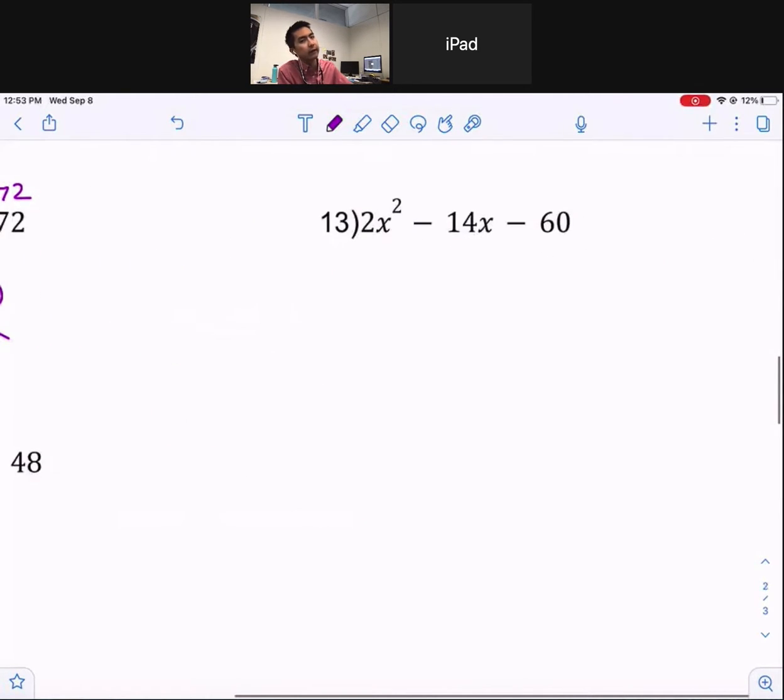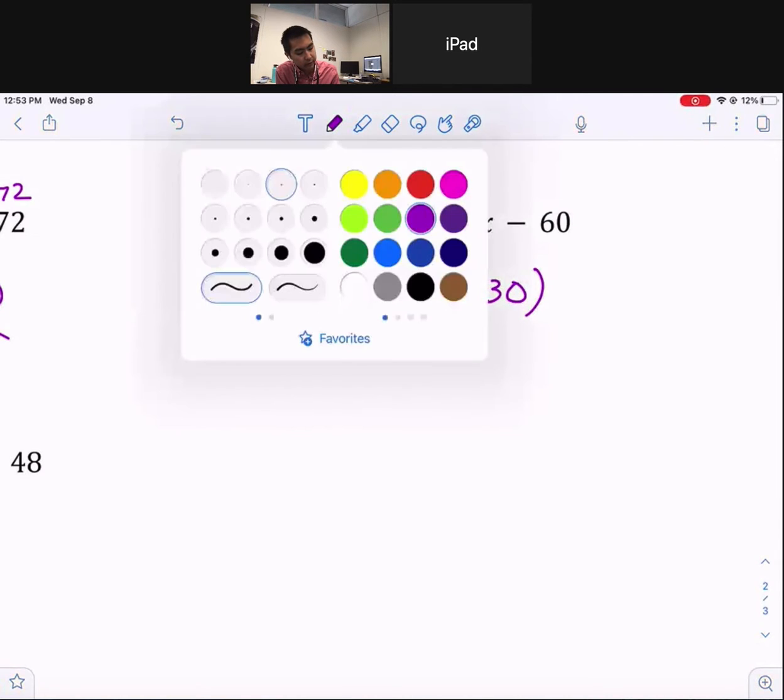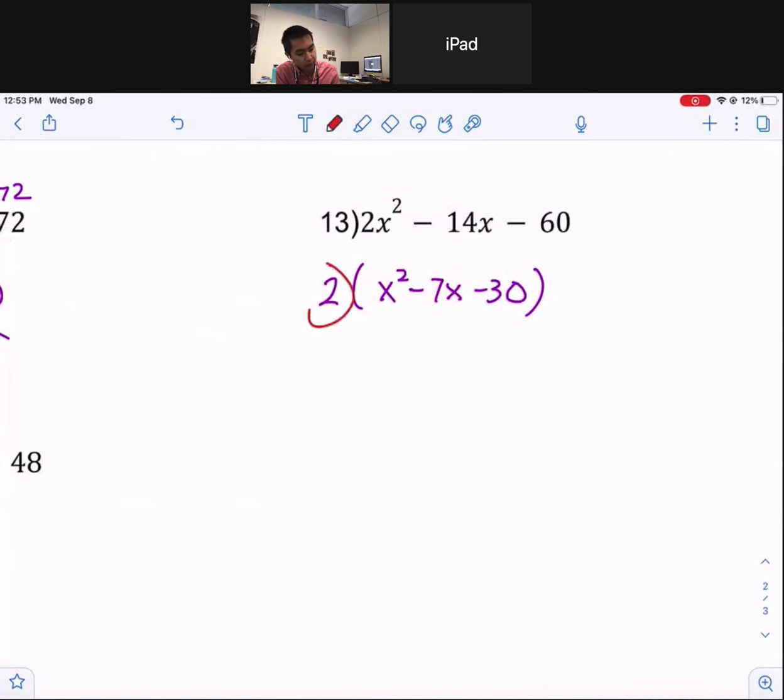Let's look at 13. You should always ask yourself this question. Can you factor out something from each term? Yes. You can factor out a 2. X to the second minus 7x minus 30. Now let's write down your A value. Your A value is not 2 anymore. Your A value is right there, which is A is equal to 1. B is equal to negative 7. C is equal to negative 30.